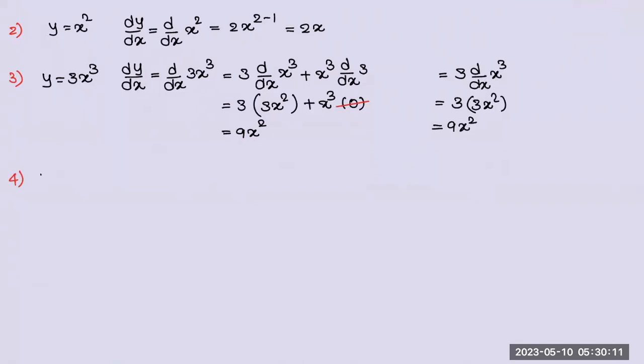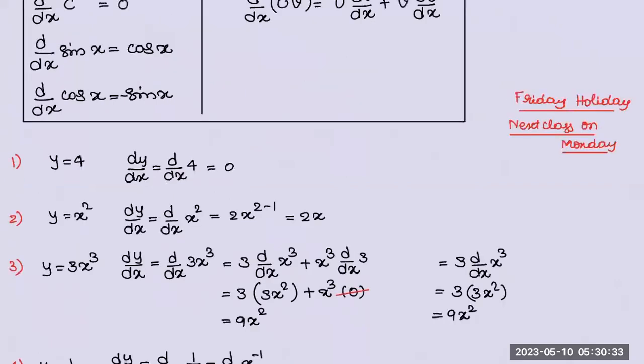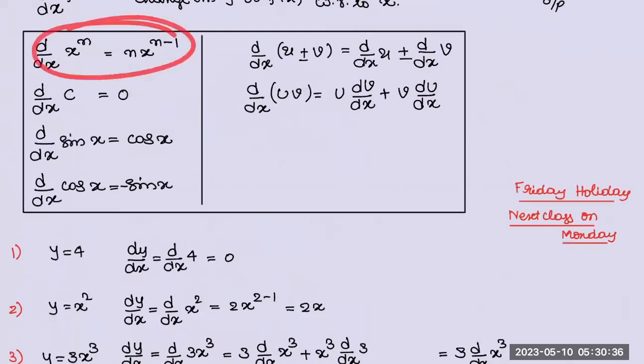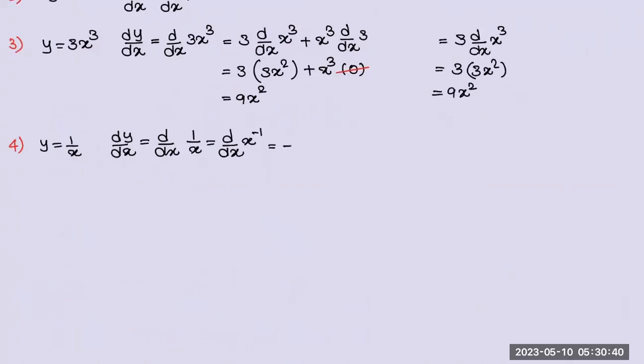Then y is equal to 1 by x. The idea is like this. dy by dx is equal to d by dx of 1 by x. 1 by x can be written as what? Tell me. d by dx of x power minus 1. Now, simple formula: that is equal to n into x power n minus 1. That is equal to minus x power minus 2. That is equal to minus 1 by x squared. 1 by x differentiation is 1 by x squared, but I missed the minus sign. Clear? Good.